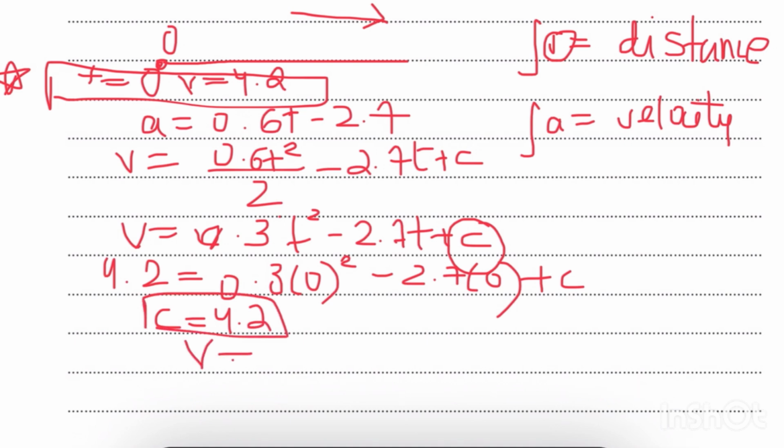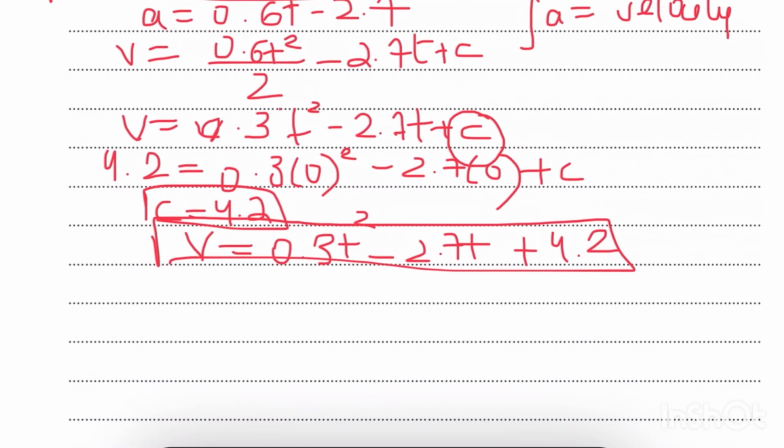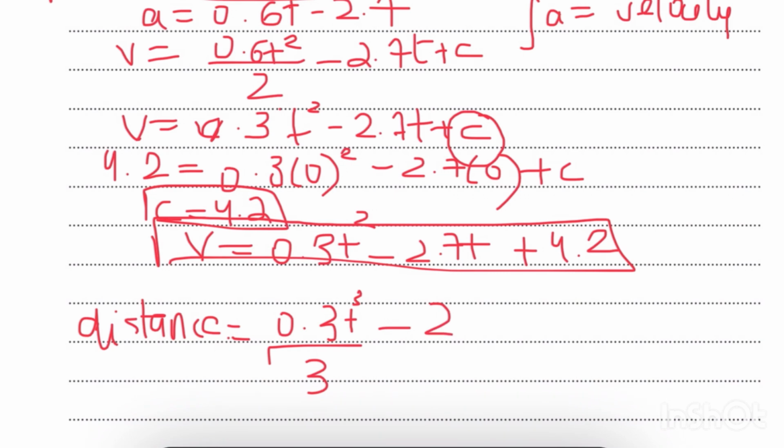That makes v equal to 0.3 t squared minus 2.7 t plus 4.2. Now again, we need to integrate the velocity to get the distance. So distance is equal to 0.3 t cubed divided by 3 minus 2.7 t squared divided by 2 plus 4.2 t plus c.